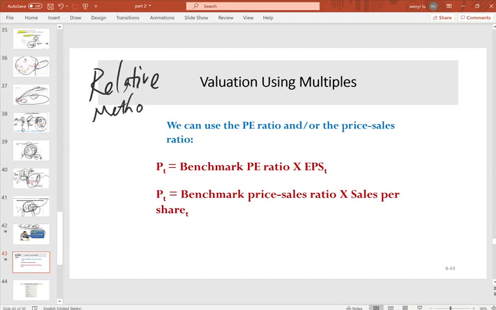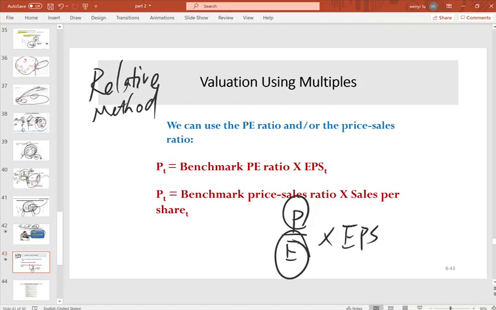Relative method means you can use the P/E ratio. The P/E ratio is the price to earnings ratio. If it is given, then the price over earnings times the earnings per share will be the price per share, because the earnings cancel out. The result will be the price per share.